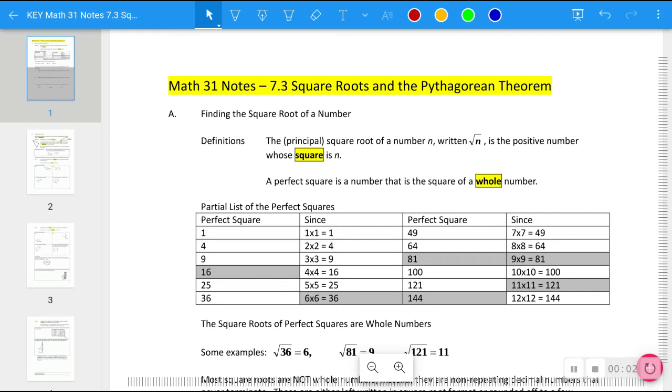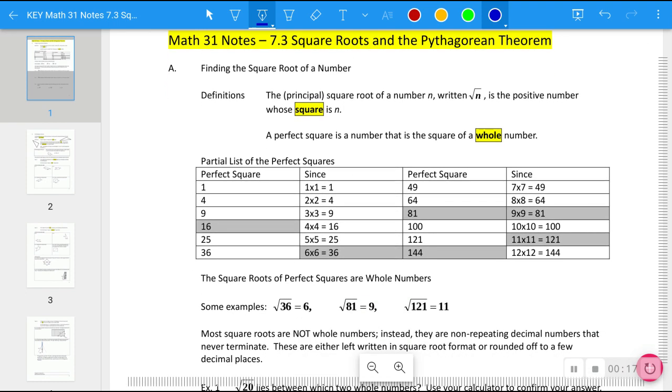Okay, this is Mr. Peterson. I'm going to be going over section 7.3 from Math 31, and this covers the Pythagorean theorem. And before we get to that, you have to have a little bit of background. So we'll be looking at square roots.